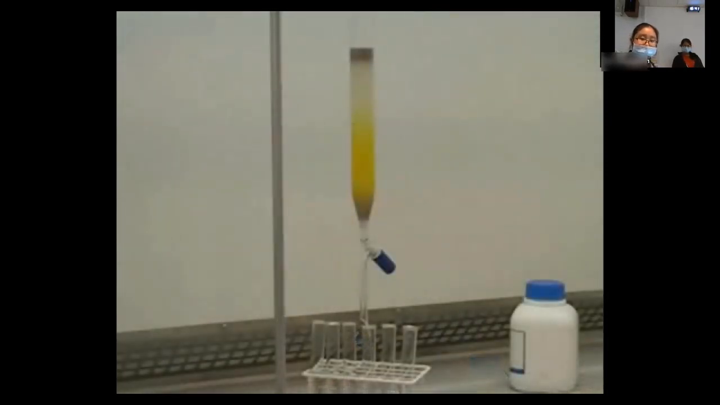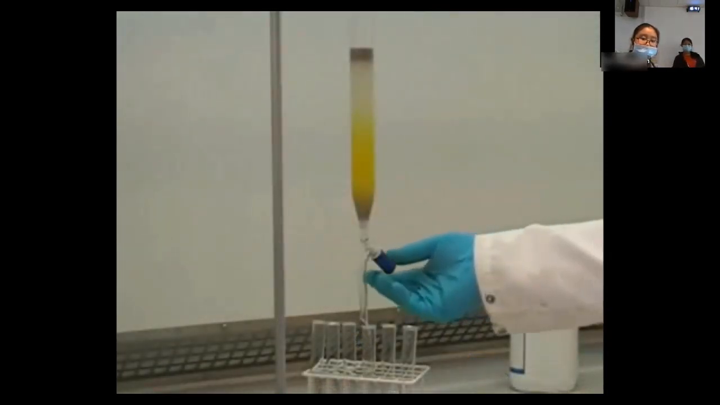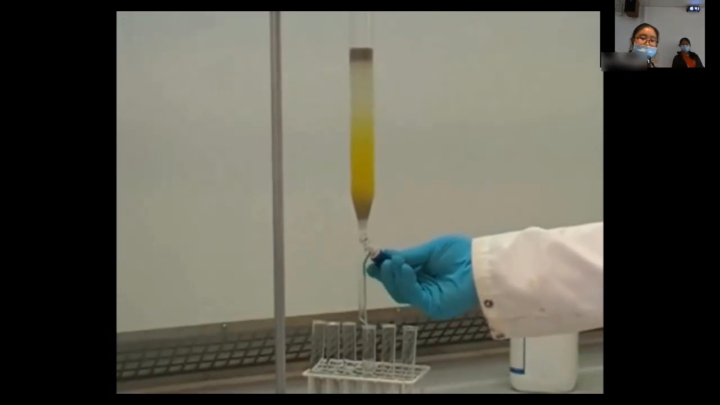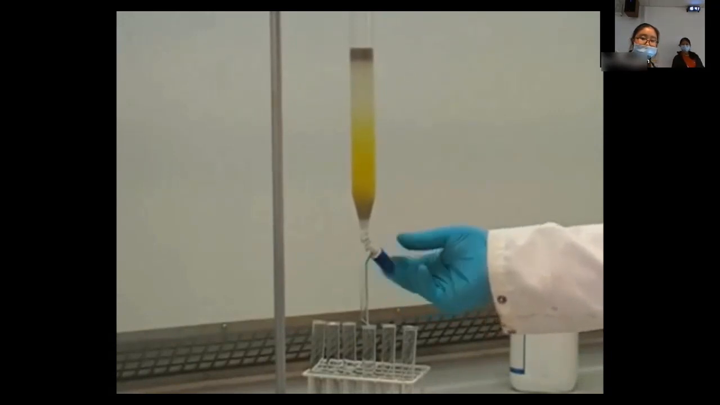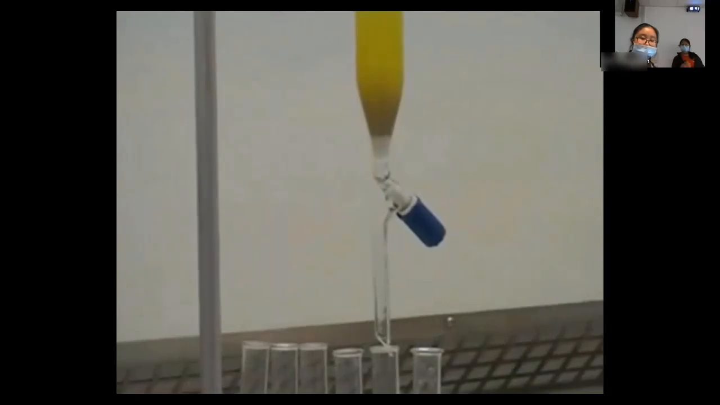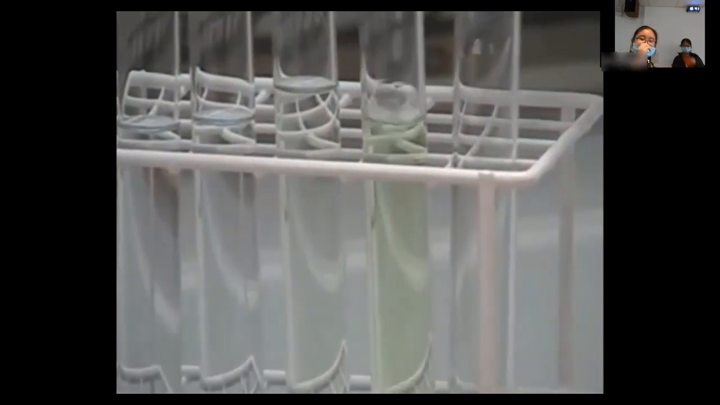We can then continue to collect fractions, and in this case you can see that the yellow band in the silica is approaching the bottom of the column. If we look closely at this particular fraction, we can see that the solvent has a yellow colour, telling us that our compound is eluting. Of course, in other cases, as mentioned previously, you'd have to use TLC to identify the presence of a compound.